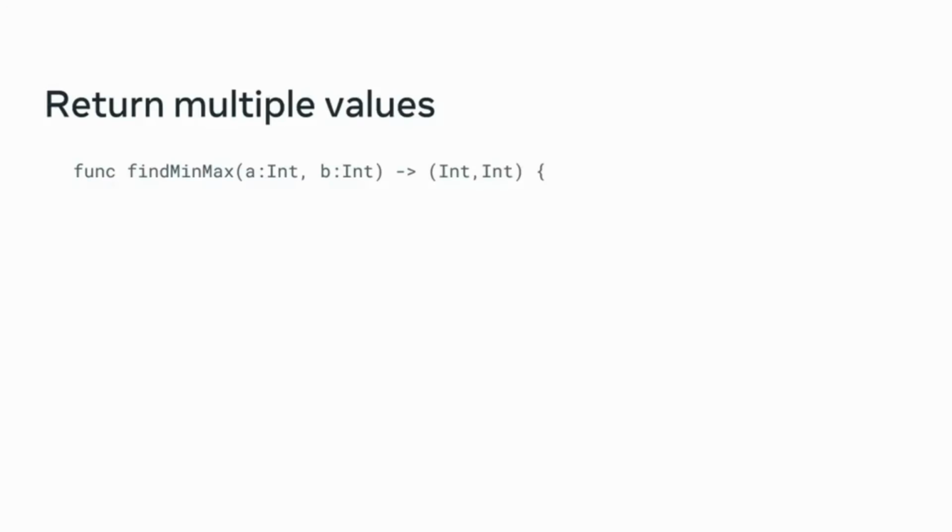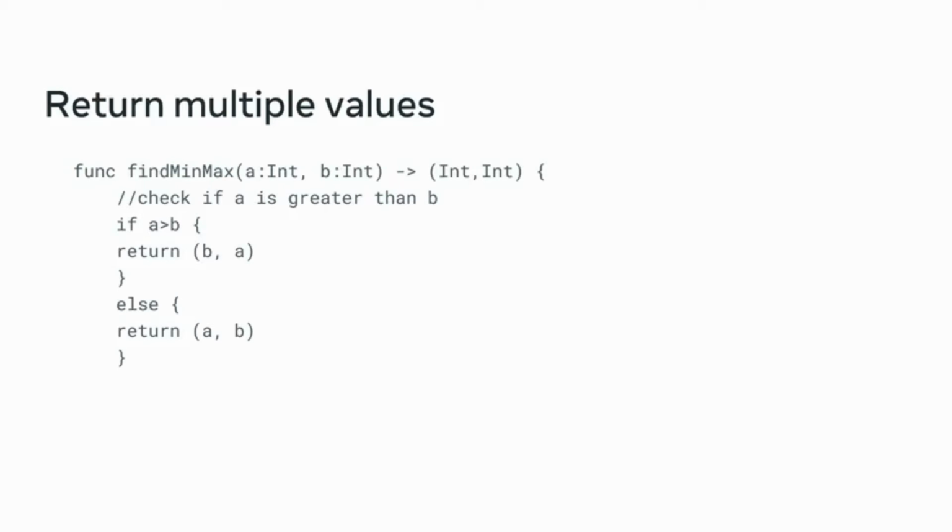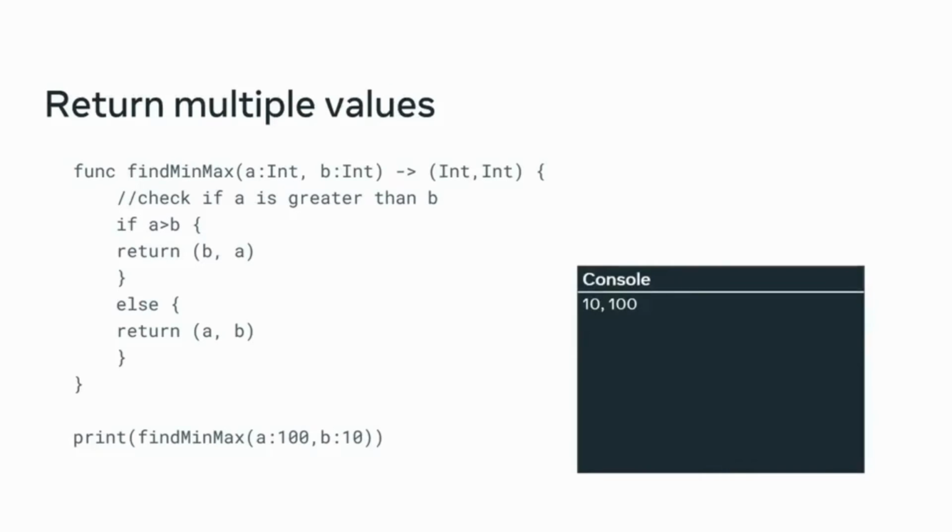For example, suppose you need to create a function that will accept two numbers and then output them in the order of the minimum and maximum. You need to calculate which number is the minimum and which is the maximum, and then return the result.